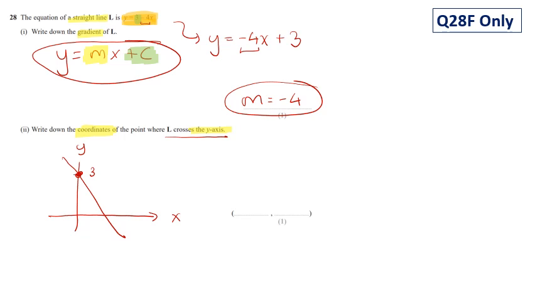And that there is the point 0, 3, because it's 0 on the x-axis and 3 on the y-axis, so the coordinates there are 0 and 3.